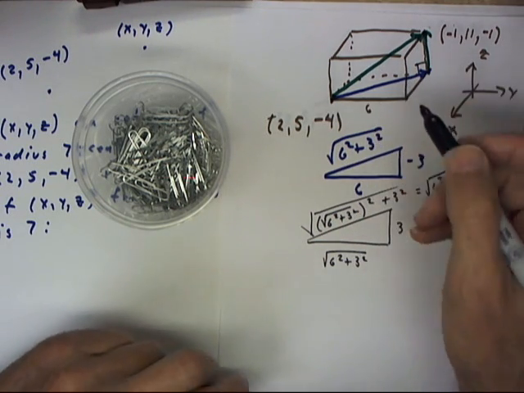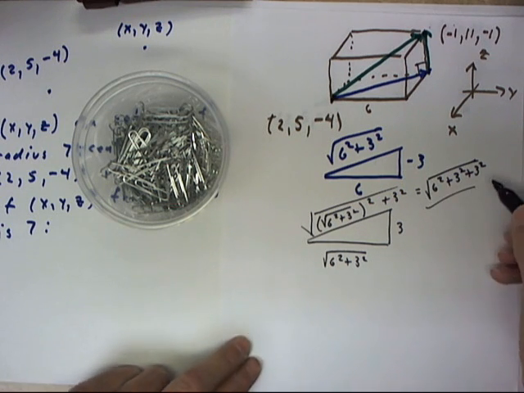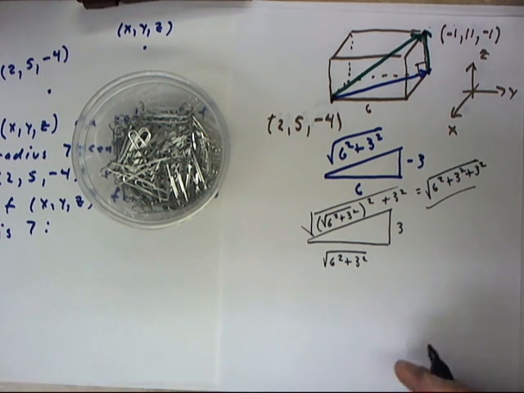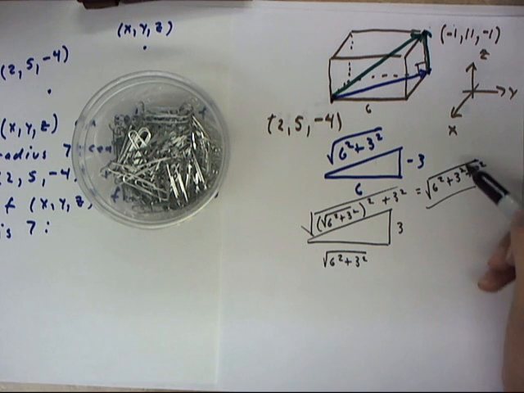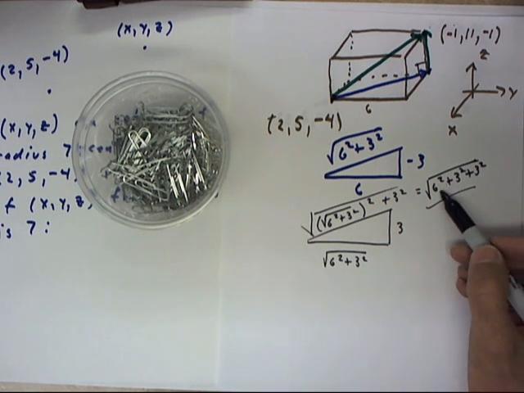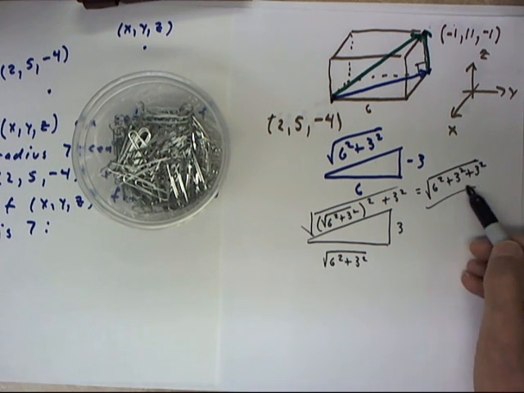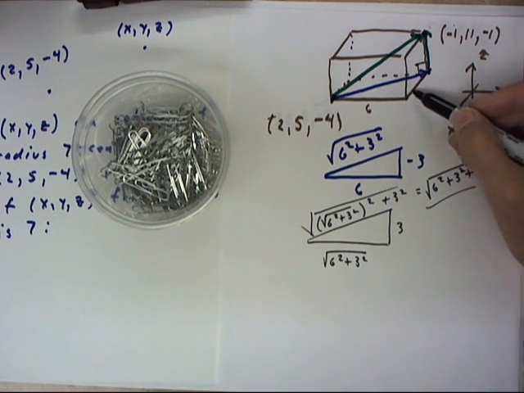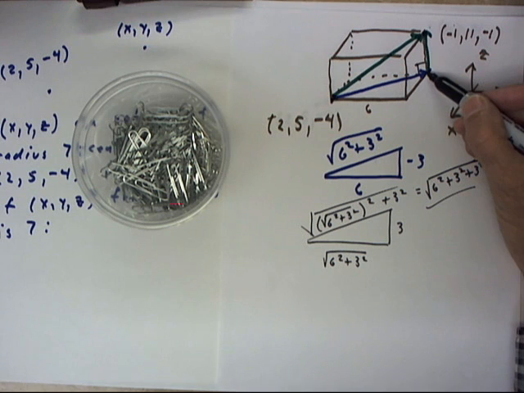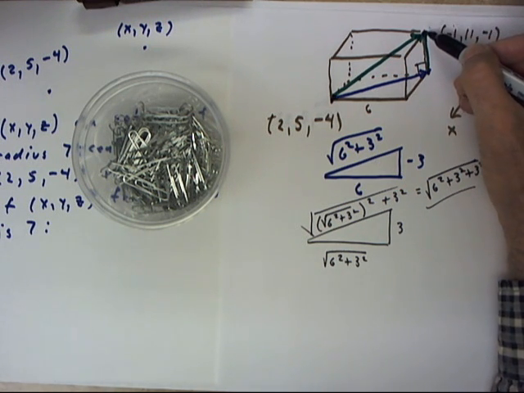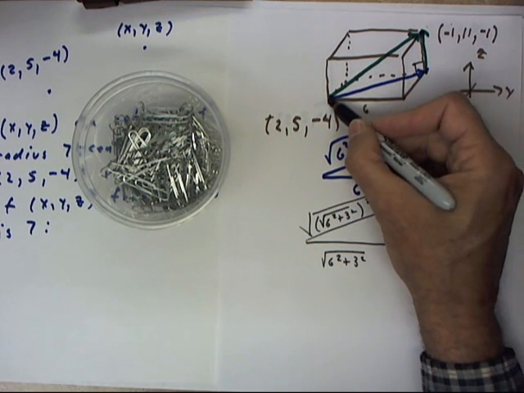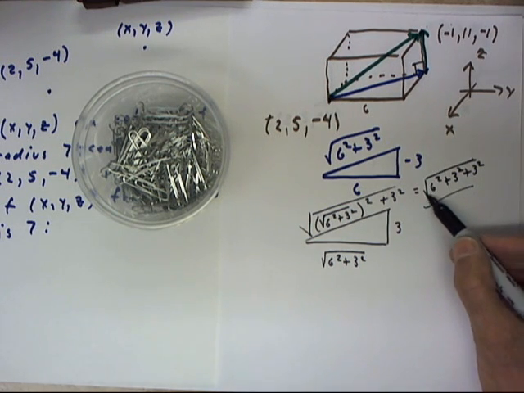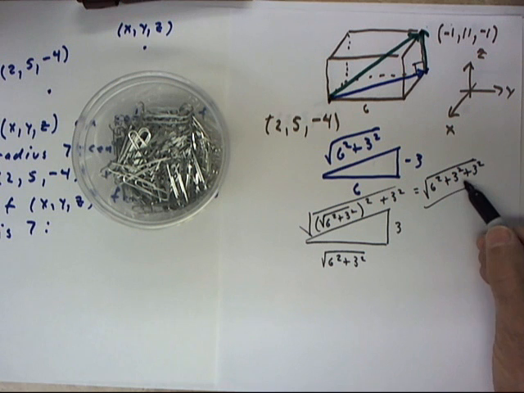Now this should convince you, and of course you can read your text and see it done in symbols and so forth, but this should convince you that the Pythagorean theorem extends into 3 dimensions. If we move 6 units, turn at a right angle, move 3 units, turn at a right angle to both of those directions and move another 3 units, then the displacement from our initial point to our final point will be the square root of 6 squared plus 3 squared plus 3 squared.